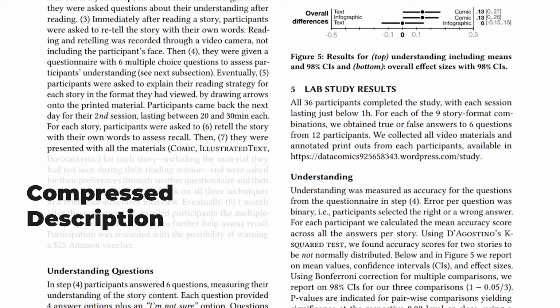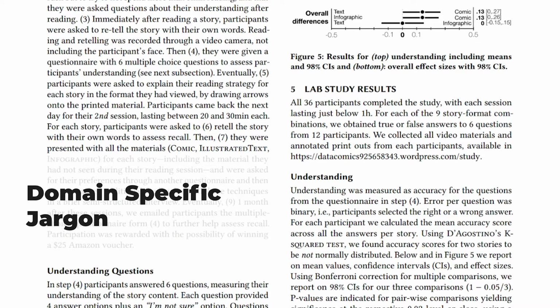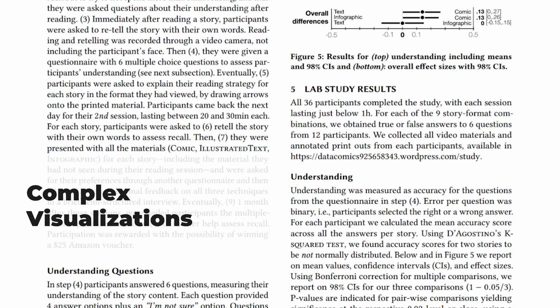For example, a standard HCI quantitative study begins with context, motivation, then the conditions, hypotheses, tasks, stimuli, materials, then it details participants, study setup, followed by data analysis and result presentation. There is a lot of information. So scientific study reports always have compressed descriptions. Moreover, they are full of domain-specific jargon and complex visualizations.